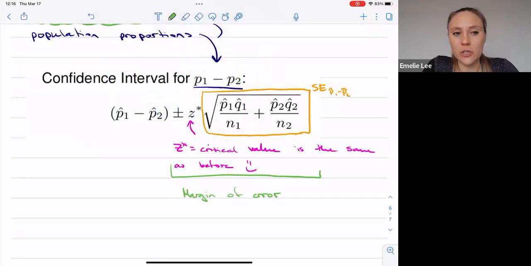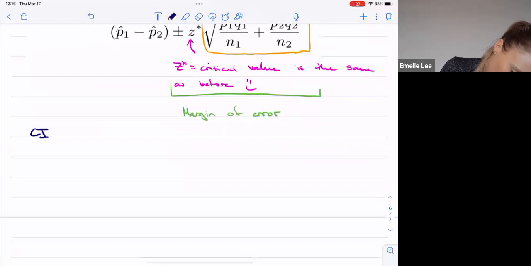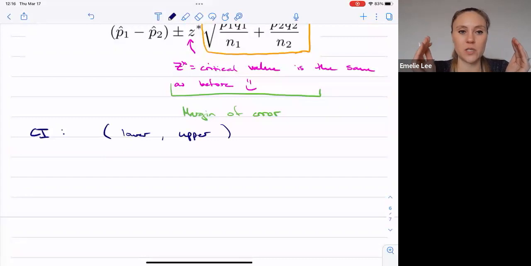When you interpret your confidence interval, we're still going to get a lower and an upper bound. So your confidence interval is still going to look like this: some lower value, comma, some upper value, with rounded brackets in interval notation, because we don't go to those values. You find your confidence interval, you get some lower value and some upper value, and then your interpretation is the same as before.